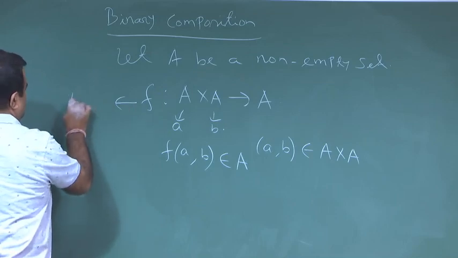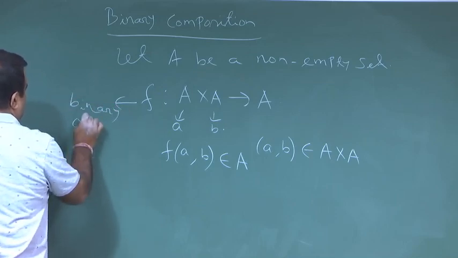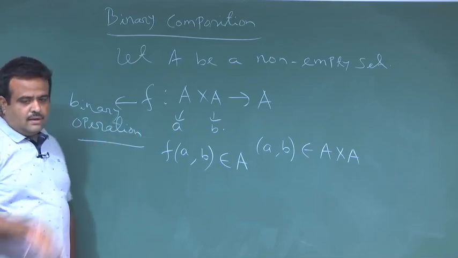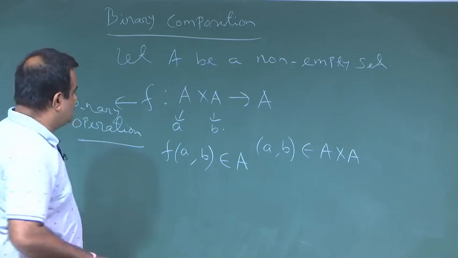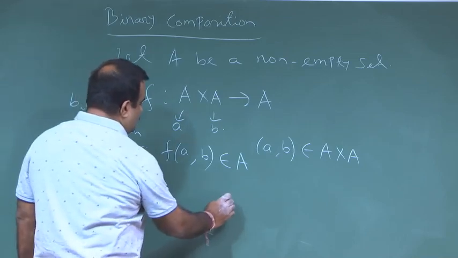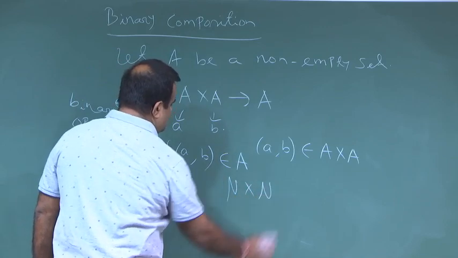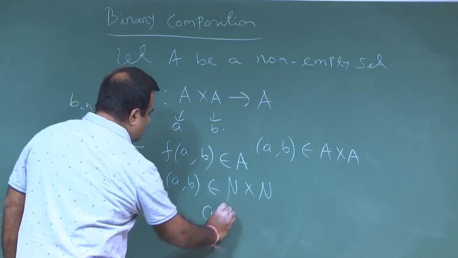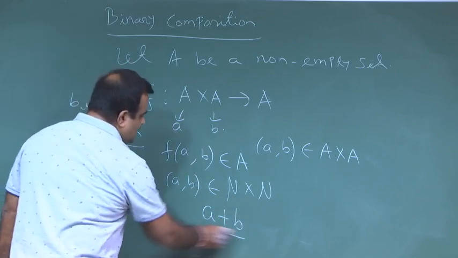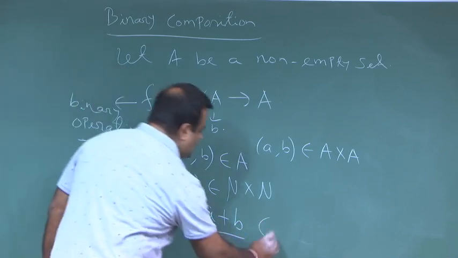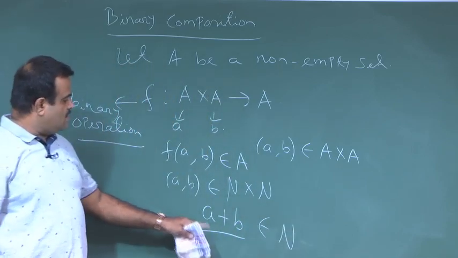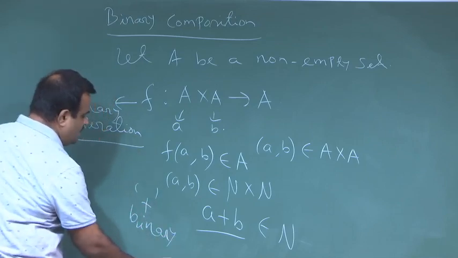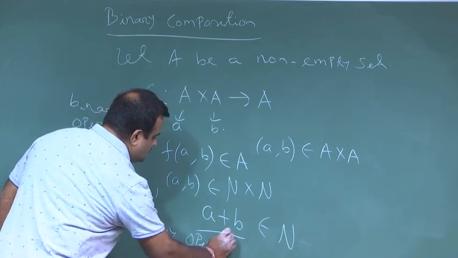This is called a binary operation. Like plus: if we take A to be the natural number set and take a, b from this set and define plus, this will also give us a natural number. If we add two natural numbers, we get a natural number, so plus is a binary composition or binary operation.